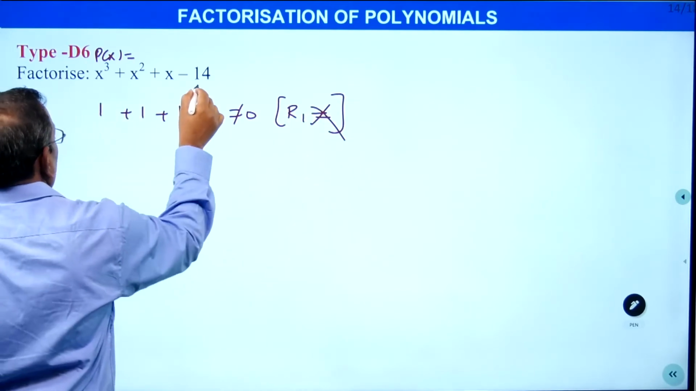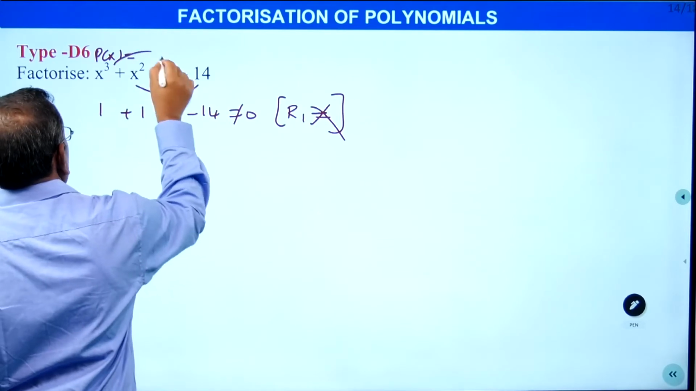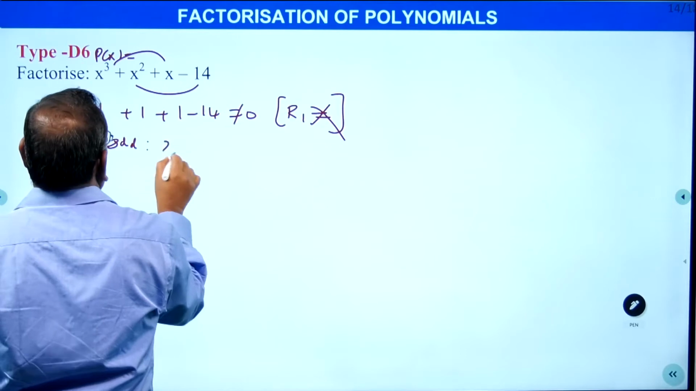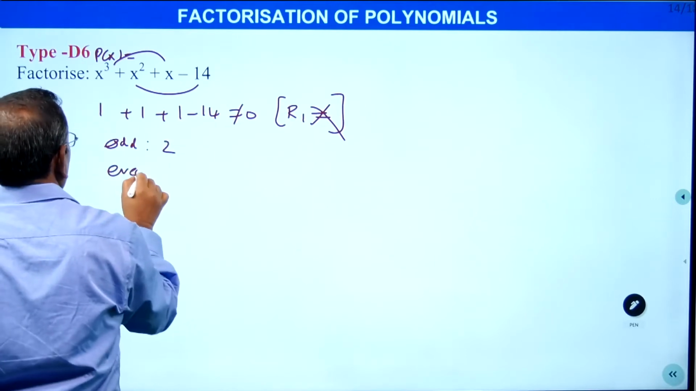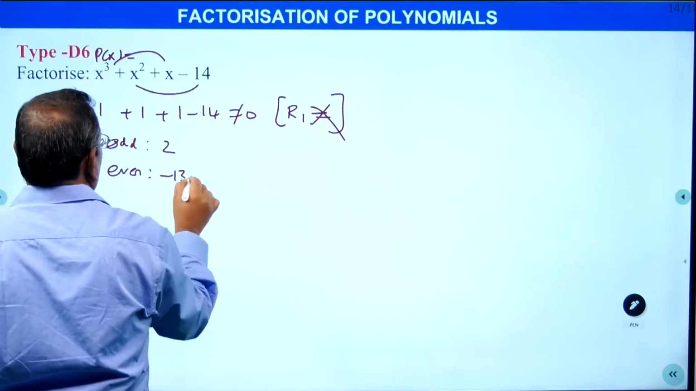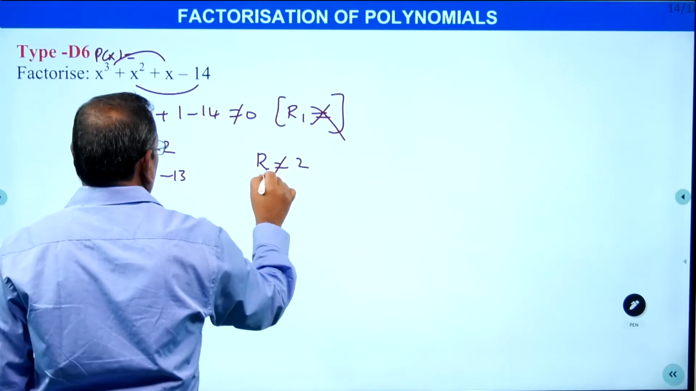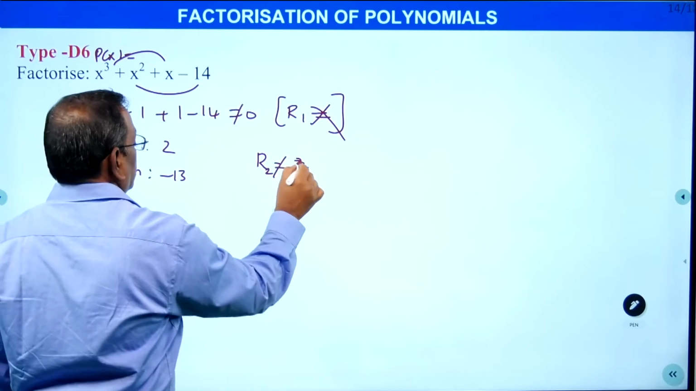And the coefficients of even powers and coefficients of odd powers. So what is the sum of coefficients of odd powers? 2. Sum of coefficients of even powers minus 13. Again not equal, so rule 2 is also not satisfied. Okay.